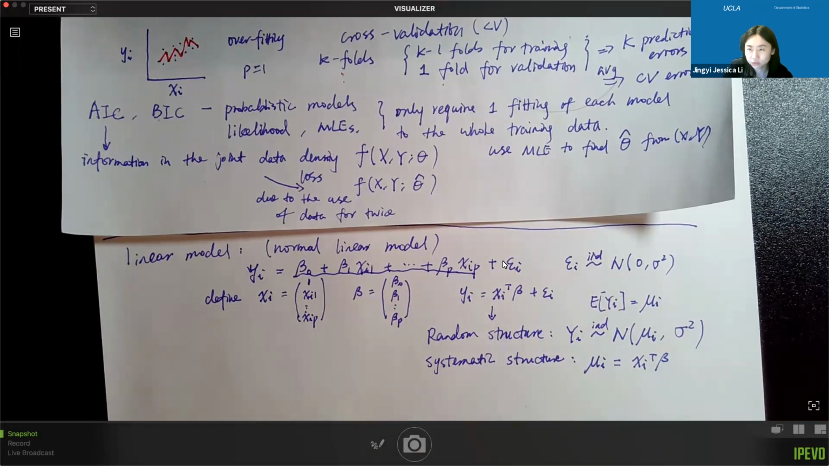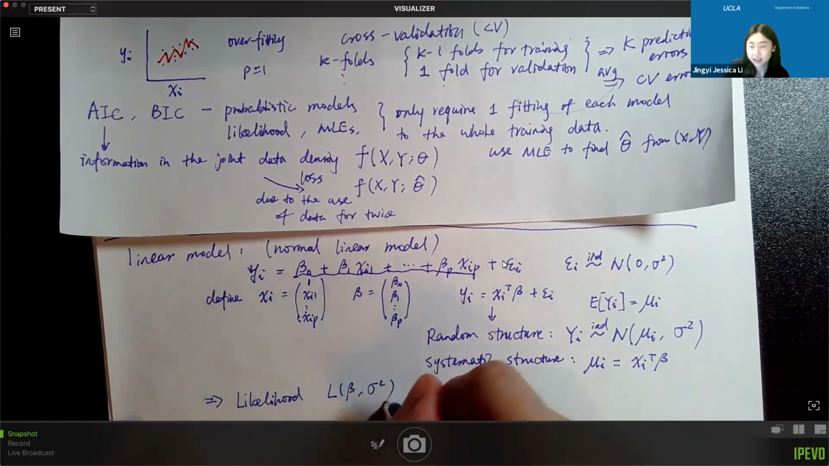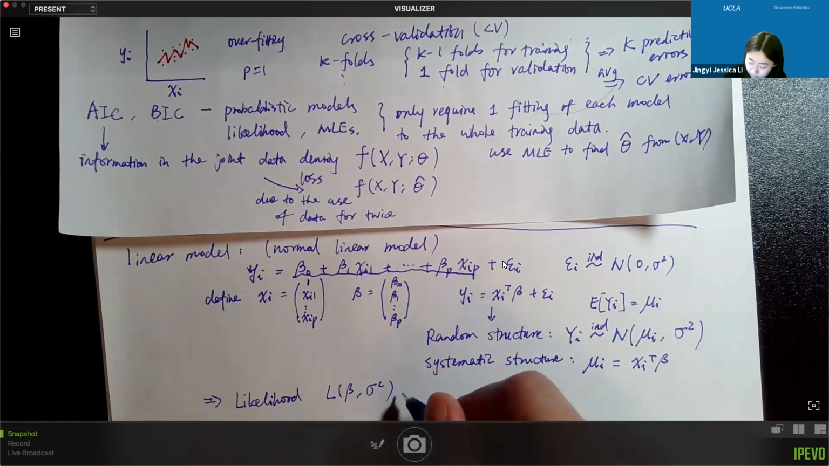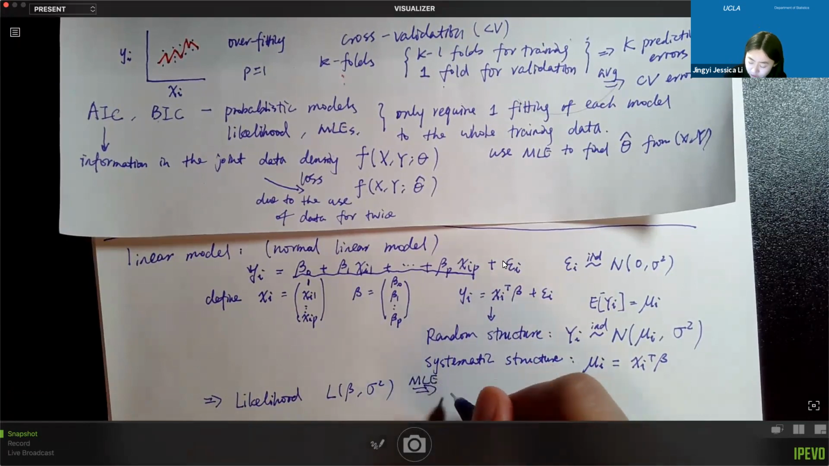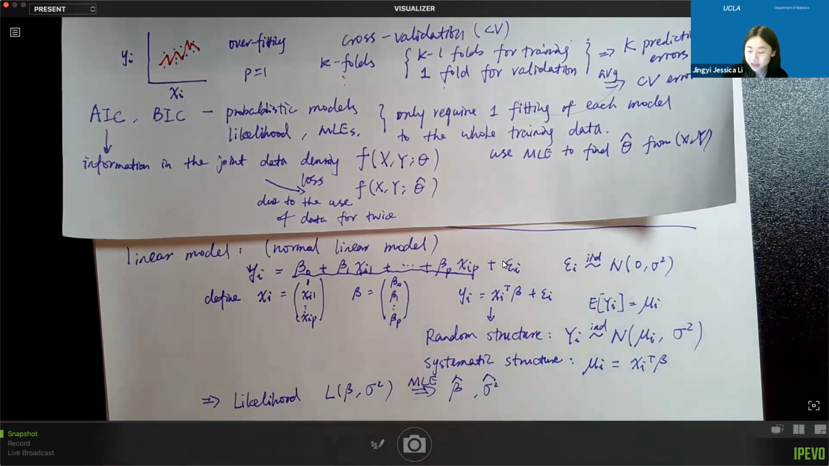And then, because what we're most interested in is the beta coefficient, with this random structure and systematic structure, we are going to write the likelihood of beta and sigma squared, and then we do MLE, maximum likelihood estimation, to obtain beta hat and sigma squared hat. We're done. Fitting the normal linear model by MLE, by coincidence, happens to be just the least squares formula. Yeah, least squares regression gives us the MLE for beta hat. That's something very interesting.